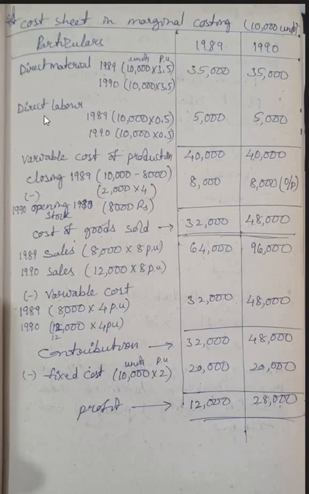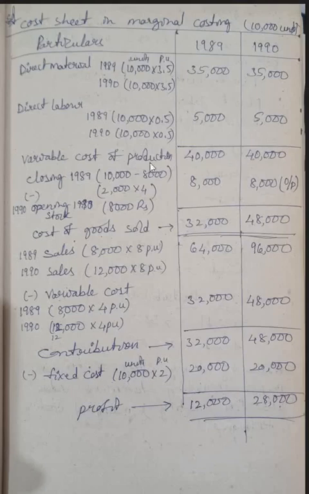In the same way you have to do the direct labor as well. Direct labor: we produce 10,000 units, per unit is 50 paisa. If you multiply 10,000 with 50 paisa you will get 5,000 in 1989 as well as 5,000 in 1990. Here you can see the calculation. If you add 35,000 plus 5,000 you will get the variable cost of production, 40,000 in both years.